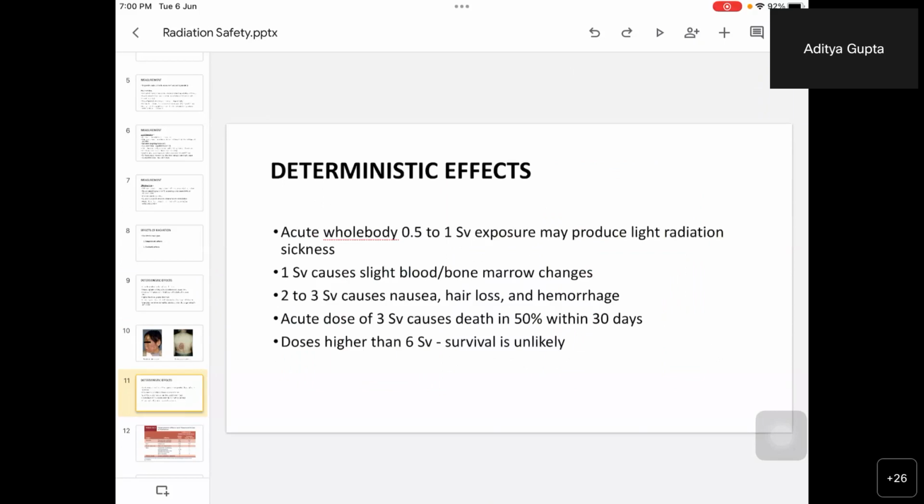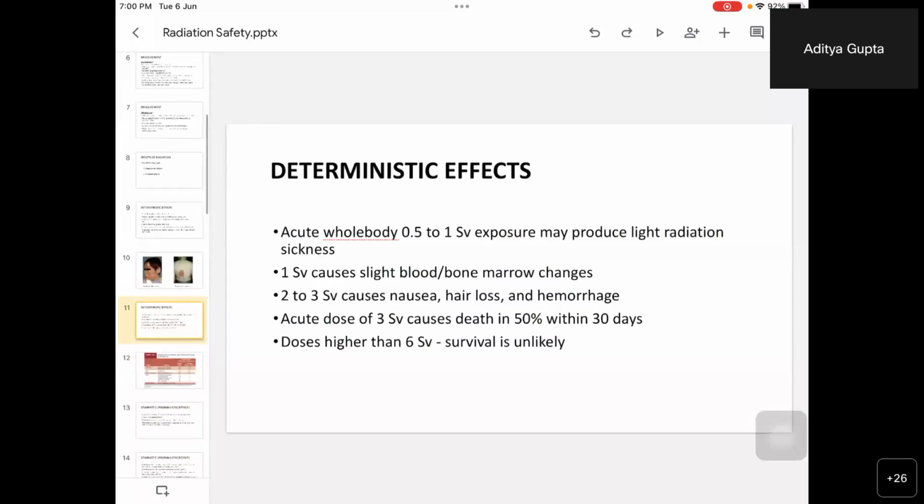Acute whole body exposure of 0.5 to 1 sievert may produce light radiation sickness. 1 sievert can cause slight blood or bone marrow changes, and 2 to 3 sievert can cause nausea in 50% of individuals within 30 days of exposure. And doses higher than 6 sievert are generally fatal.